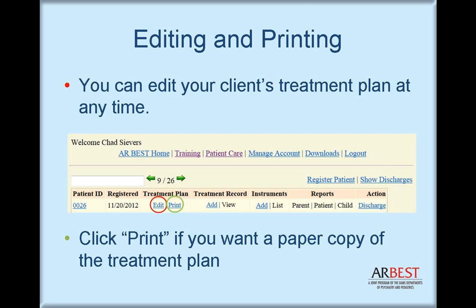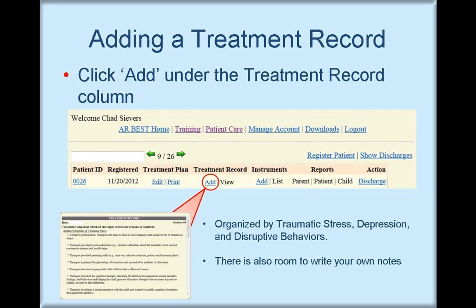Now that you've created a treatment plan, you will have the option of creating a treatment record. Again, you just click Add under the treatment record column. It's organized the same way, by traumatic stress, depression, and disruptive behaviors. There's also some room at the end to write in your own notes. Sometimes a therapist wants to note that the client or caregiver did not show up for treatment, and that's a place where you can write that. It goes through what was done in therapy that day, and helps you keep on track with using TFCBT.